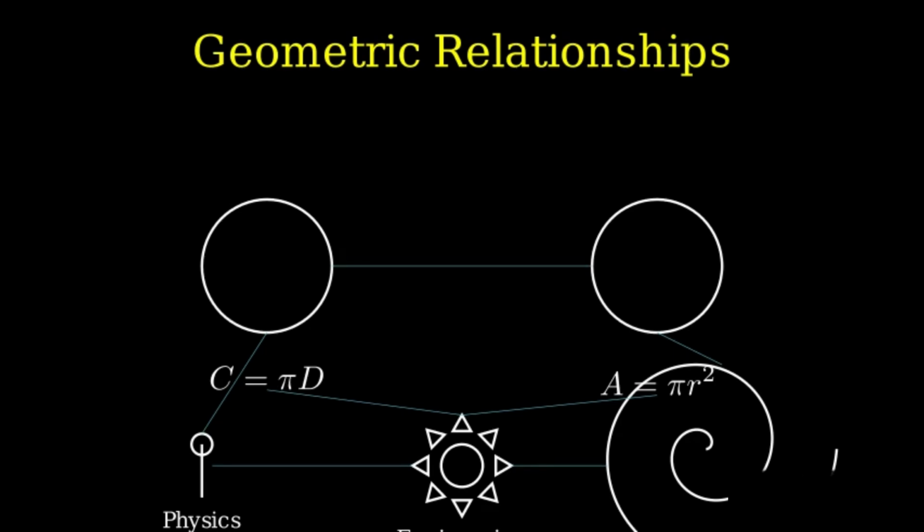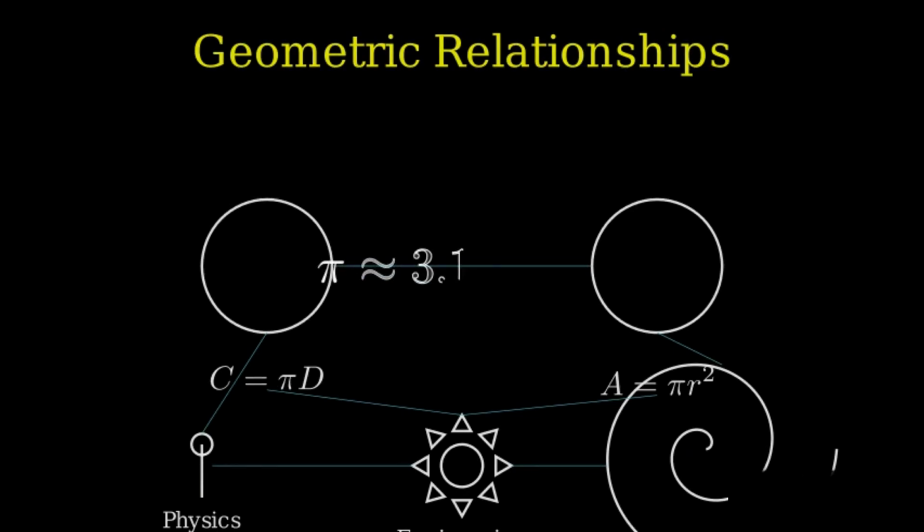These connections highlight how pi serves as a bridge between different branches of knowledge. When we measure a circle's circumference, we're tapping into the same mathematical constant that governs planetary orbits, sound waves, architectural domes, and even the spiral patterns in sunflower seeds. Pi represents a deep harmony in both mathematics and nature.